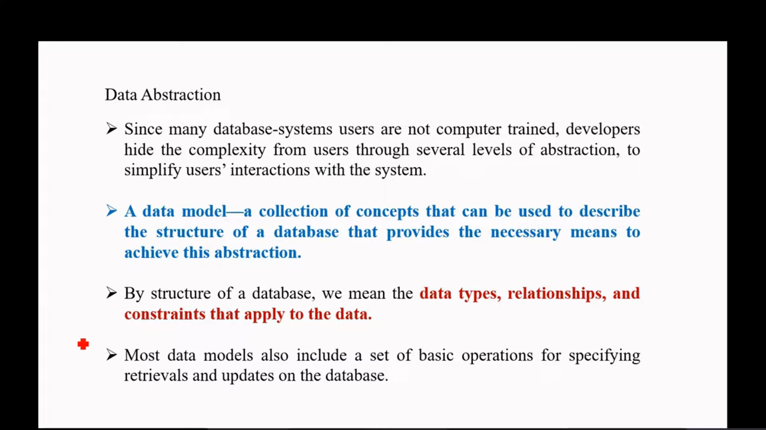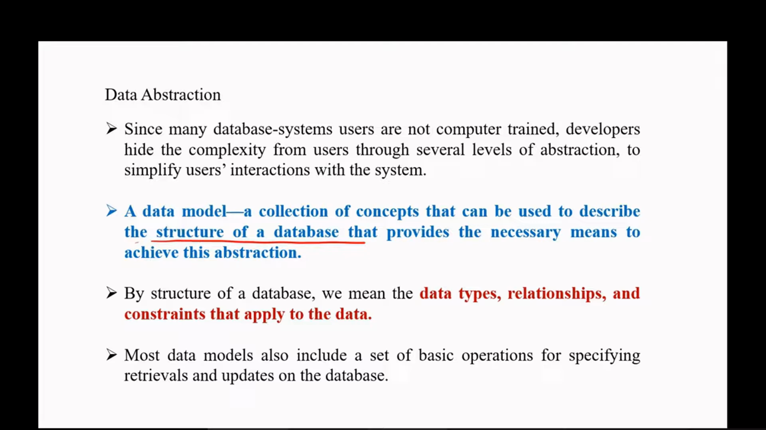Now this is a very important point: when we are talking about structure, what do we mean by this structure? We said structure of the database. So what do we mean by the structure of the database? Structure of the database means we are talking about the data types, the relationship between the data, and the constraints that are applied on the data. Collectively we are calling it a structure.